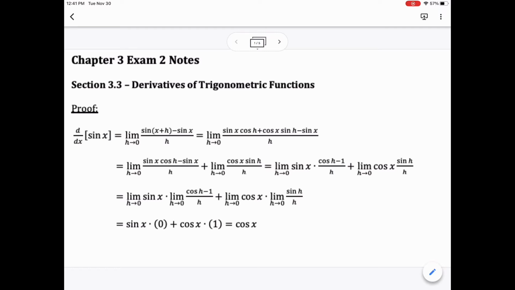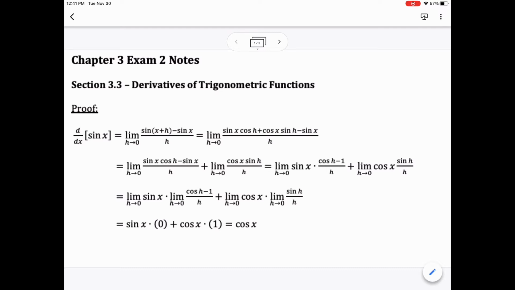Today's lesson is over section 3.3, where we'll be talking about derivatives of trigonometric functions. Now, like the first couple slides here, I have the proofs of what the derivative of sine, cosine, and tangent are. These are not things you have to be able to reproduce or find on your own. I'm just showing you how they come about so that you understand how I got them.